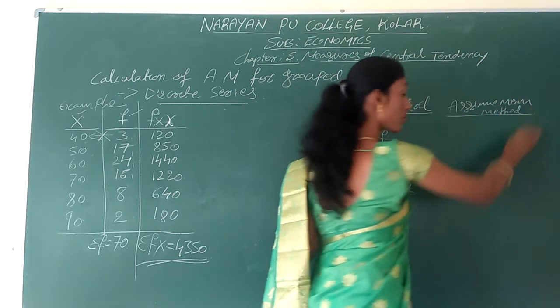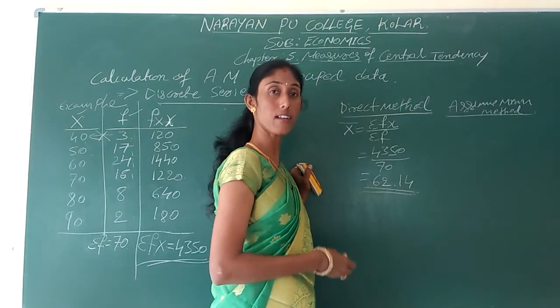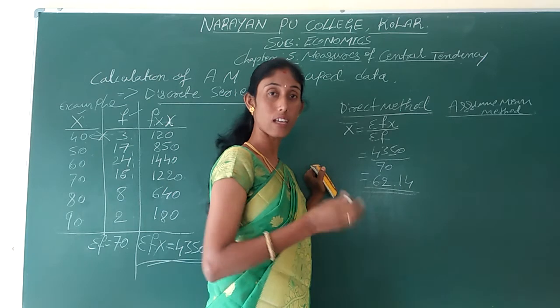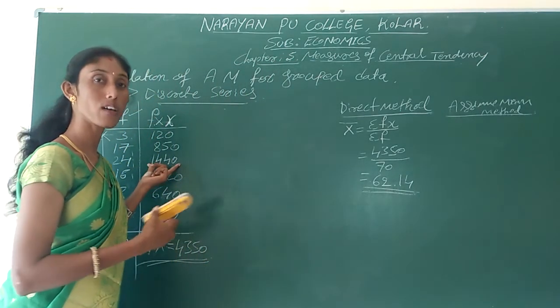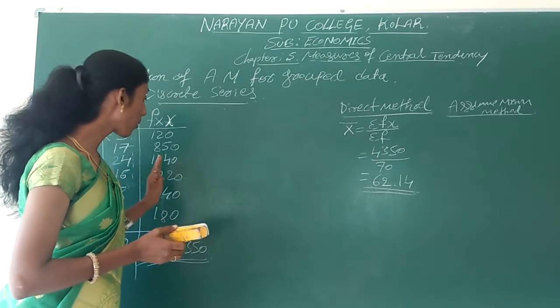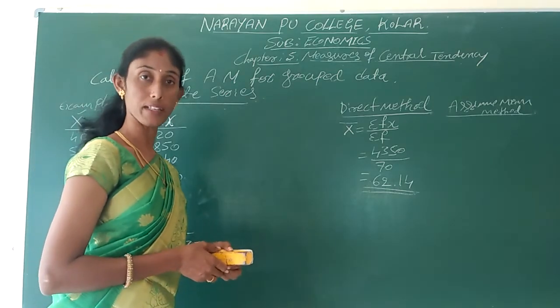Next method is the assumed mean method. We all know that we use the assumed mean method for the simplification of calculations. Whatever calculations we have here involve rather large numbers, meaning we have more numbers, right? To simplify these calculations, we use the assumed mean method.